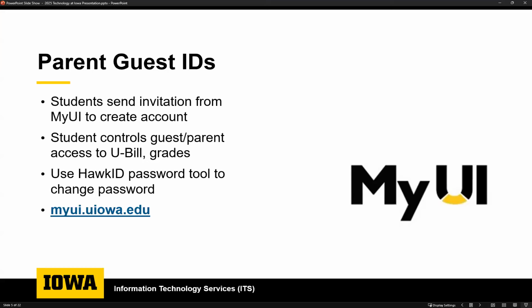Parent guest IDs. Your student, once they are a University of Iowa student, they are protected by FERPA, which means that they can't share any of their University of Iowa information unless they give permission. So your students can send a parent or a guardian an invitation to create an account in My UI. They do that through the My UI system. It will send an email, and that will allow a parent to create an account so they can log on to My UI to see their student's U-Bill, their grades.